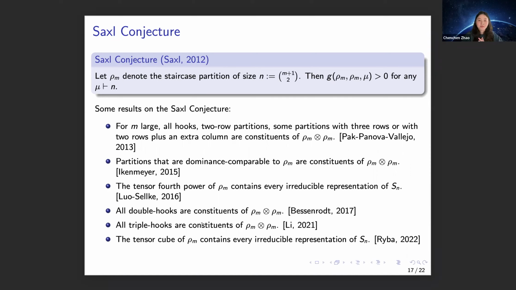And another perspective is to raise the dimension. So in 2016, Luo and Sellke proved that if instead of the tensor square we take the tensor fourth power, it contains every irreducible representation of S_n. And actually, recently, I think in June or July, Zhang proved that the tensor cube of the staircase shape contains every irreducible representation of S_n.